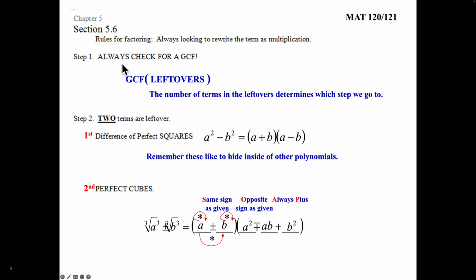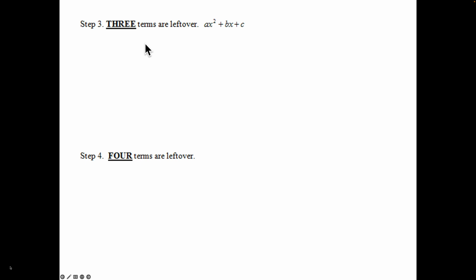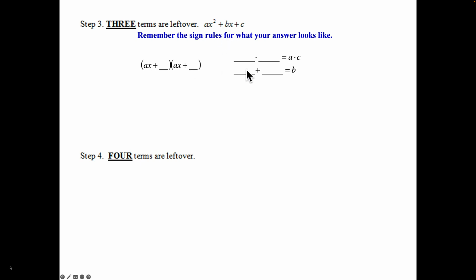Now, if I take out the GCF and I have 3 terms left over, then I go to step 3, where there's 3 terms left over. So here, you have to look at your signs to determine what your answer is going to look like. AX plus blank, AX plus blank. C was positive, this was positive. We do our ABC rule. You're going to find these 2 numbers, D and E, go in your blanks, and then you check your GCFs, and you have your answer.